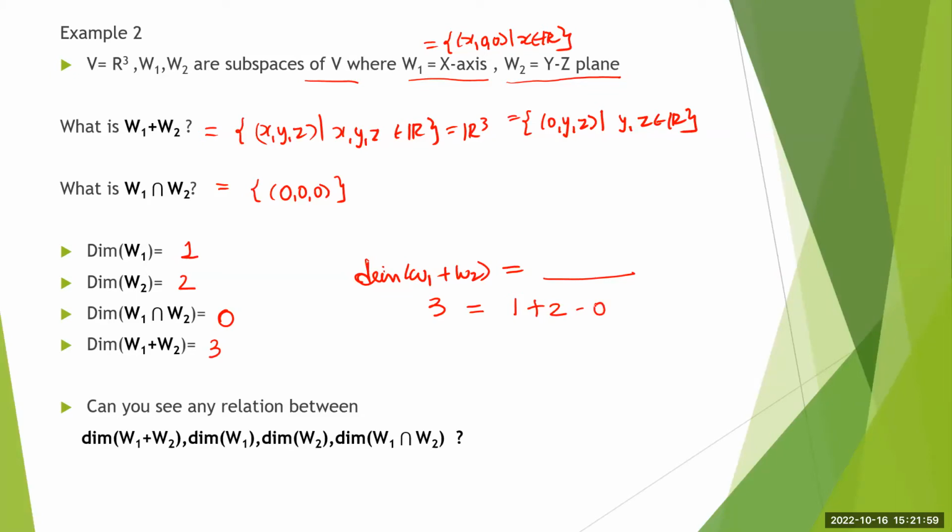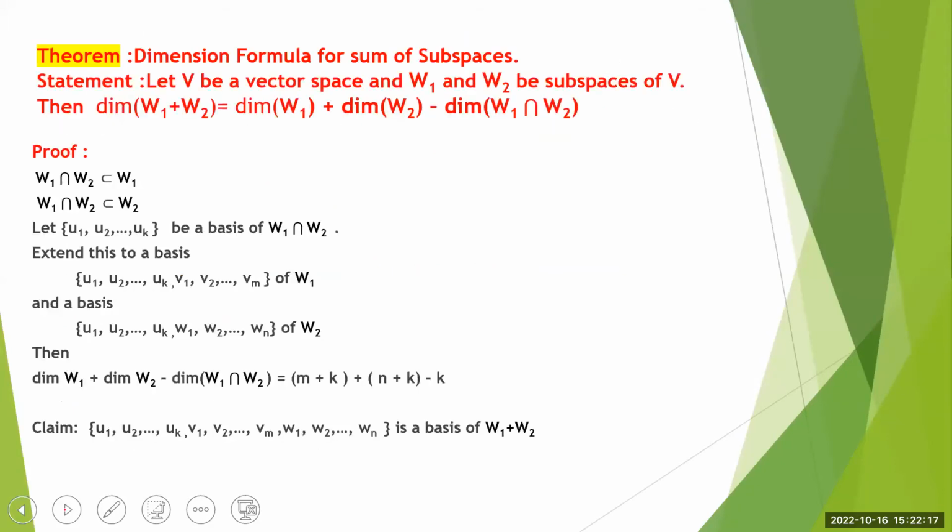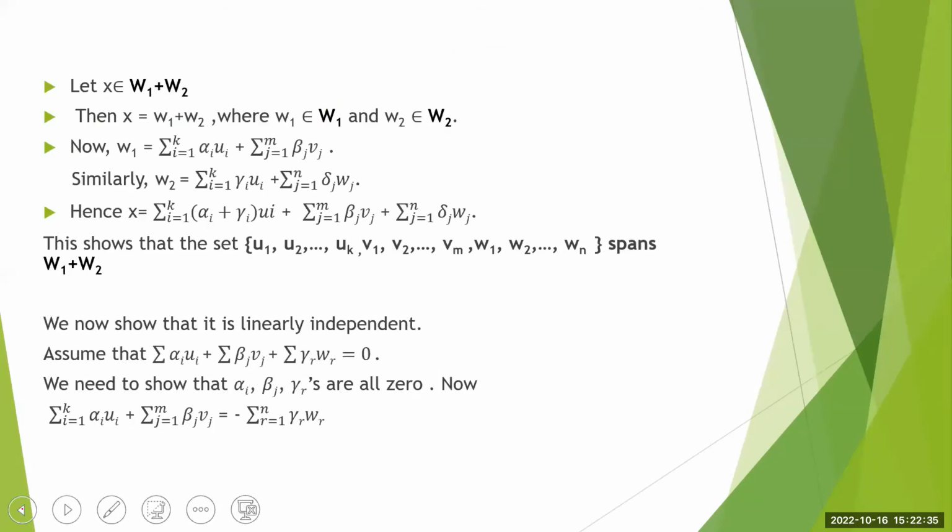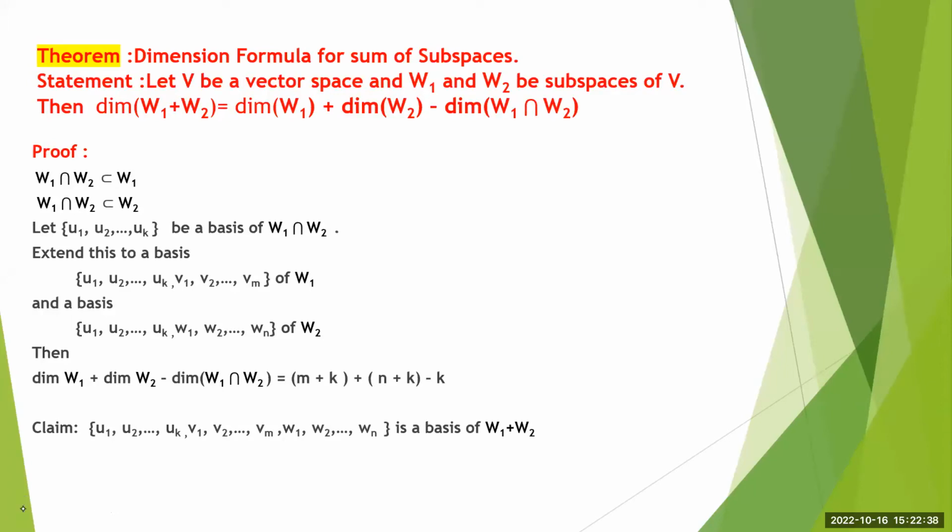So in examples 1 and 2, we can see a relation between dimension of W1 plus W2 as dimension of W1 plus dimension of W2 minus dimension of W1 intersection W2. But is this true in general also? Yes, this is true. This can be proved by the theorem, which is my topic, dimension formula for sum of subspaces. The statement says, let V be a vector space and W1 and W2 be subspaces of vector space V. Then dimension of W1 plus W2 is equal to dimension of W1 plus dimension of W2 minus dimension of W1 intersection W2.